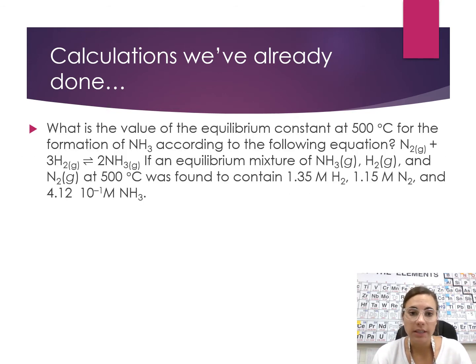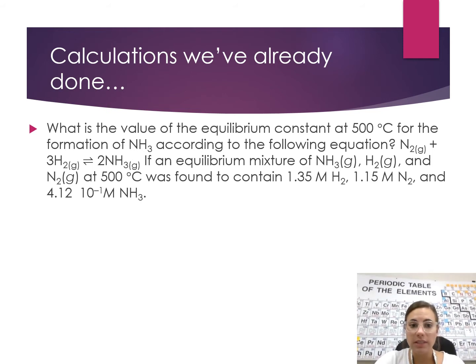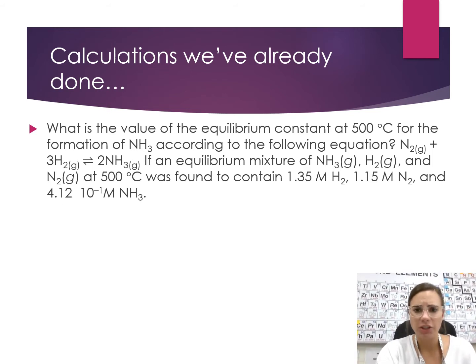So the first is, if we have all of the equilibrium concentrations, we can just simply calculate the value of K. So for this question, we are given the reaction nitrogen plus hydrogen in equilibrium with ammonia. And it gives us the equilibrium concentrations and asks us to find the value of K.